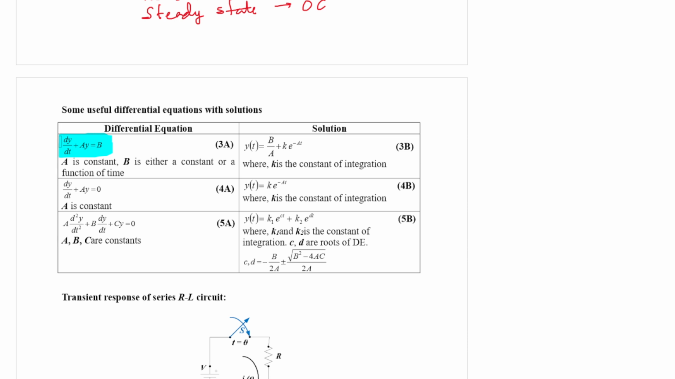So if you come across this type of differential equation, you can straight away write its solution as y(t) is equal to b by a plus k into e to the power minus at. That is the solution. What is k? K is the constant of integration. Okay, so this is the form and this is the solution, you should remember.